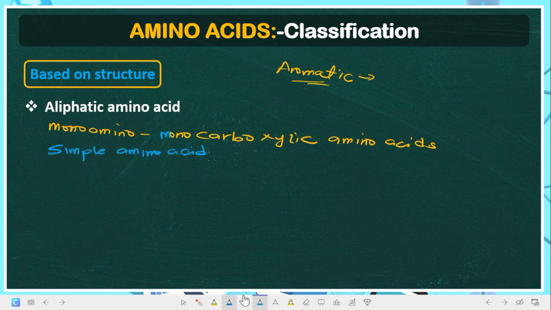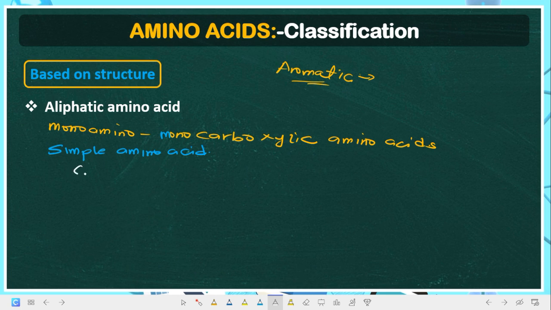Now, under the monoamino, monocarboxylic acids, we have the simple amino acids. And how many simple amino acids are there? Two, which are glycine and alanine. So we are going to draw the structure of glycine and alanine.